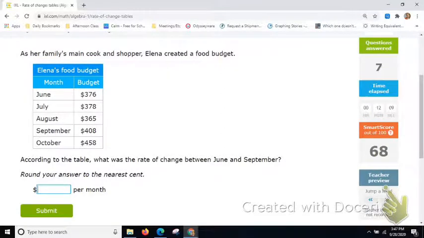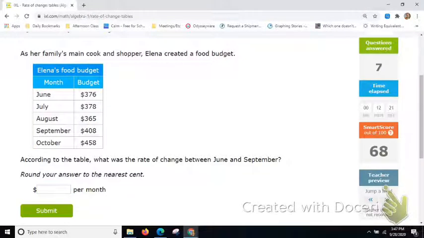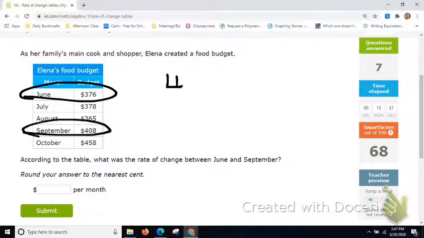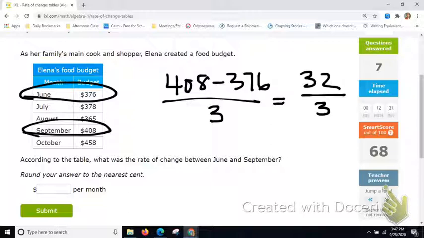This time we're supposed to round to the nearest cent. So now we're going to keep 2 decimal places because it's money. And the rate of change between June and September. So here's June. Here's September. Subtract. And then how many months passed? 1, 2, 3. So now I have 32 over 3. And it actually went higher this time, so it is positive.